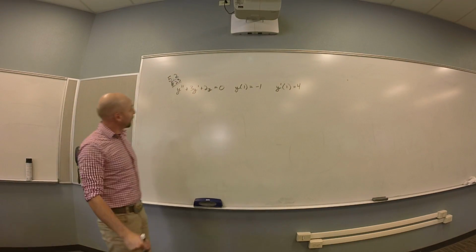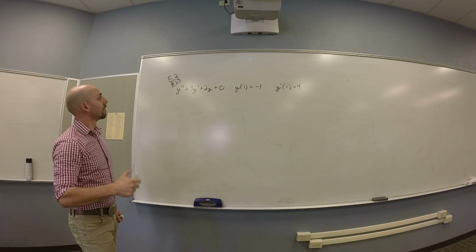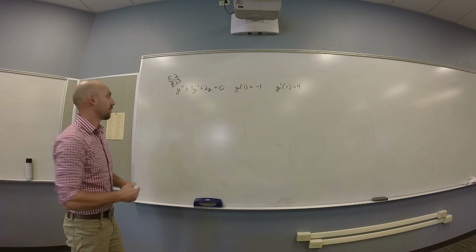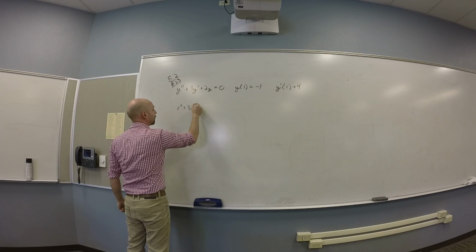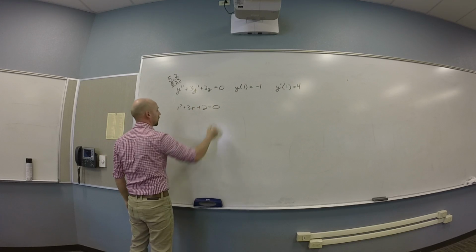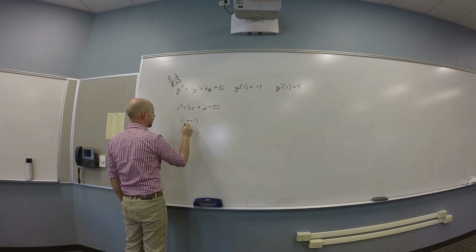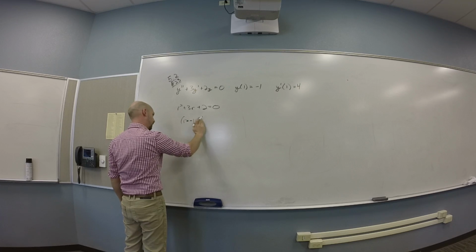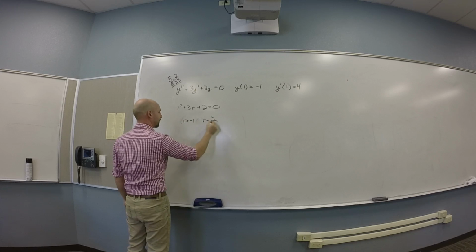Okay, so to do 5.2, number 23, what did you start with? I did r squared plus 3r plus 2 is 0. R squared plus 3r plus 2 is 0? Yeah, then I got r equals minus 1 and minus 2 after I factored. So you factored, and then you got r plus 1 and r plus 2.